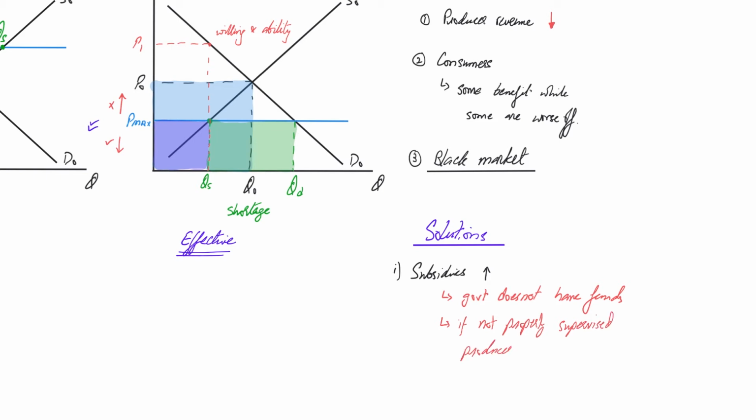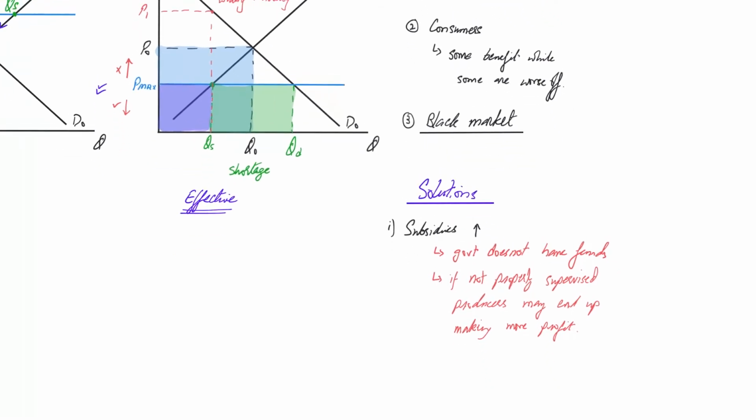producers may end up making more profits. Okay, so the prices don't go down really, and even if they do go down, it won't go down much because the producers are not going to use the subsidy to make more output. So that's one way of solving this problem of the shortage that we had over here, by increasing subsidies.